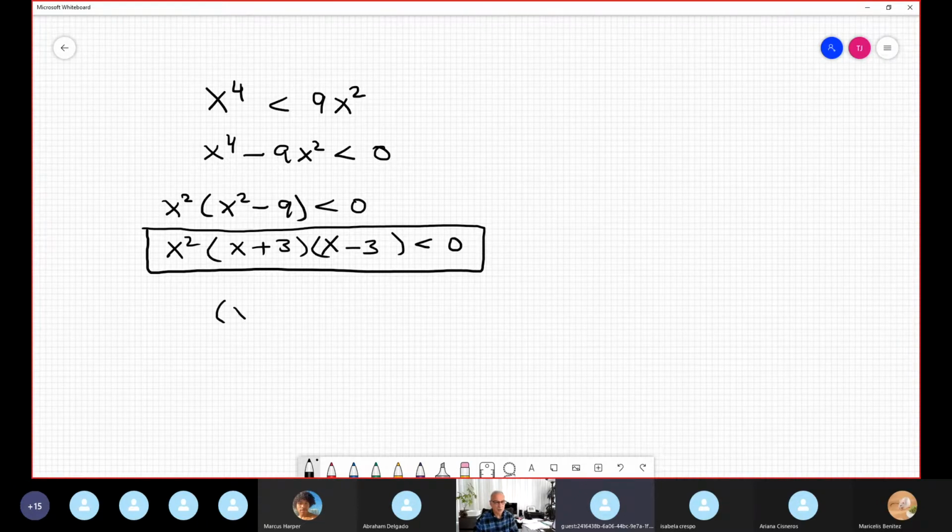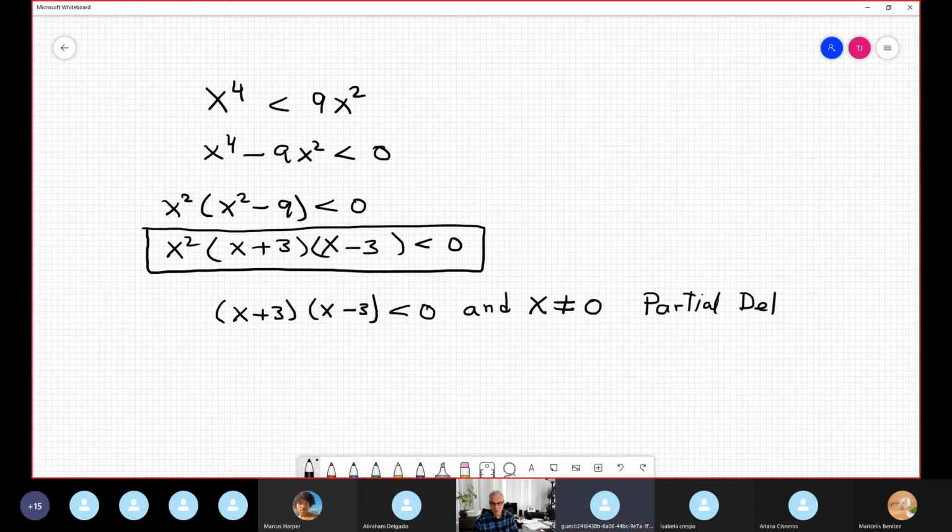I agree with her. x plus 3, x minus 3, the part that doesn't include x squared, because I can delete this, but delete partial, less than 0. And to delete partially, you put x not equal to 0. Because if x is 0, 0 squared is 0, 0 times anything is 0, and 0 is not less than 0. So you exclude 0. This is a typical partial delete. Do you understand this? Now you're solving this inequality, so you're solving that part under the consideration that 0 is never inside the solution. Okay? Do you follow me?